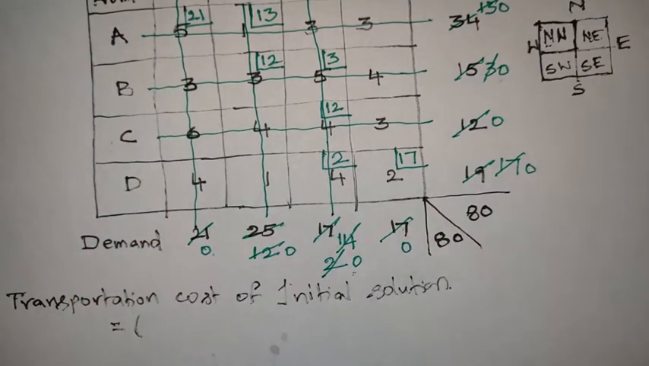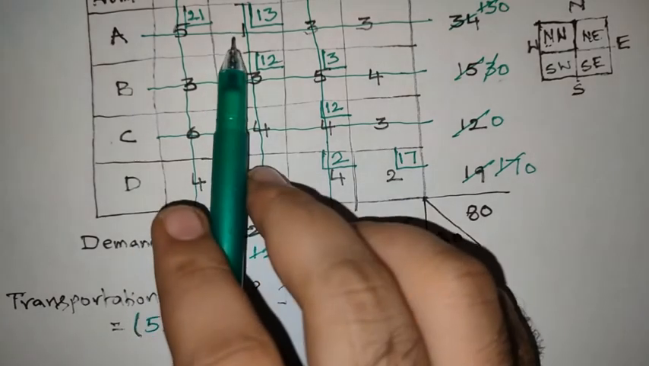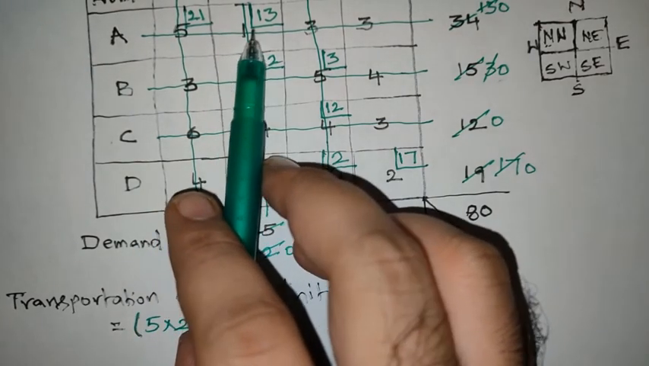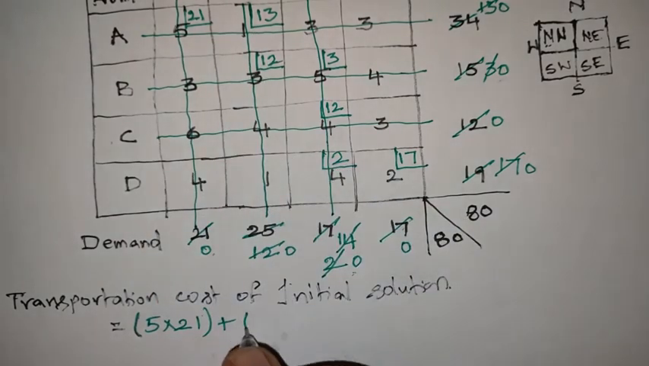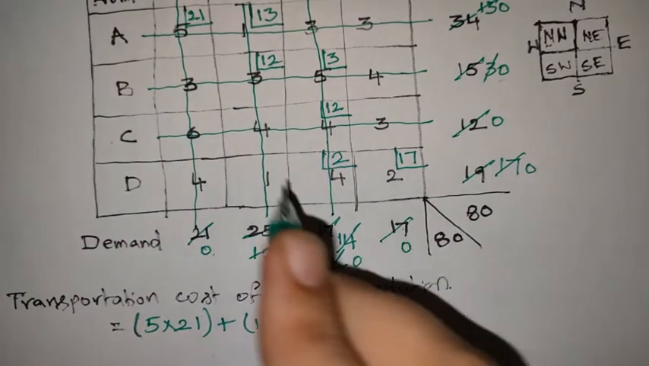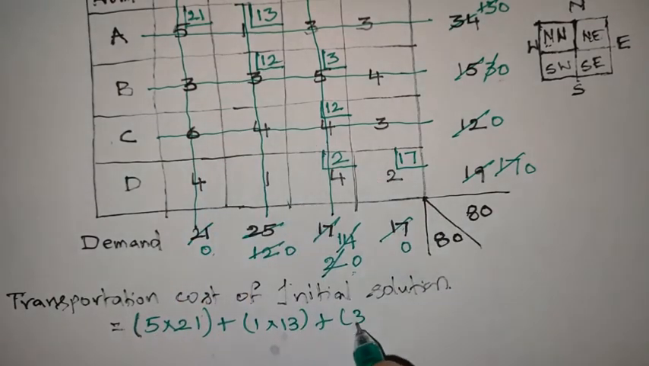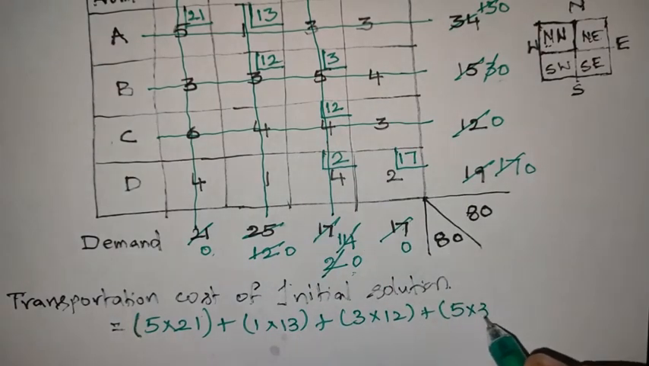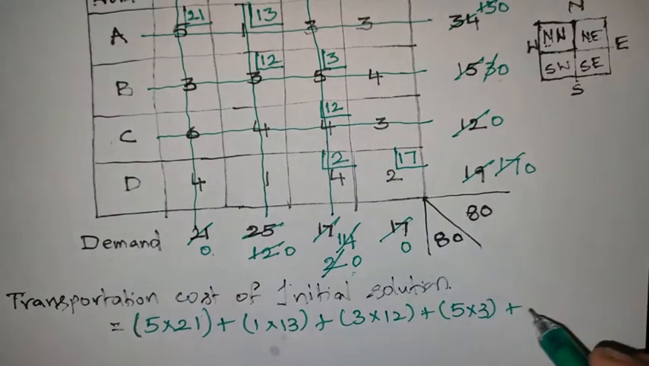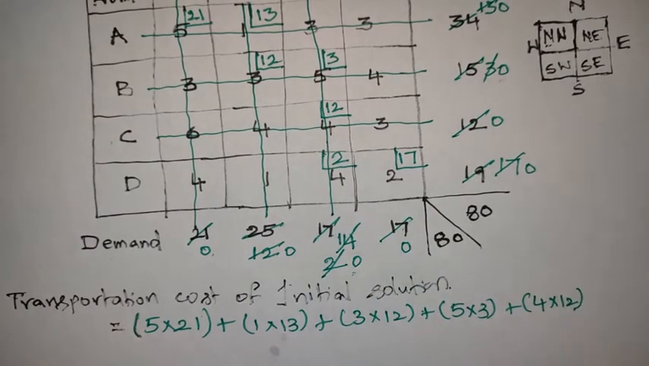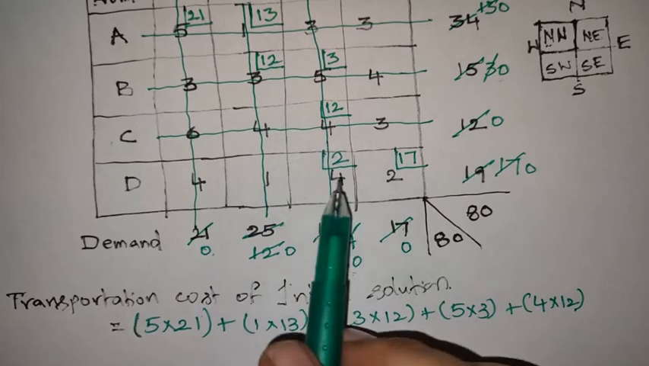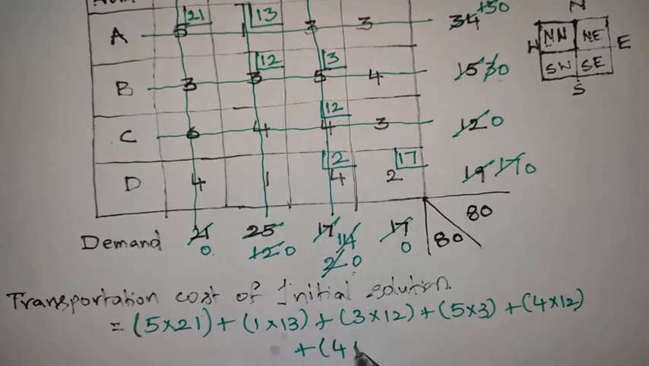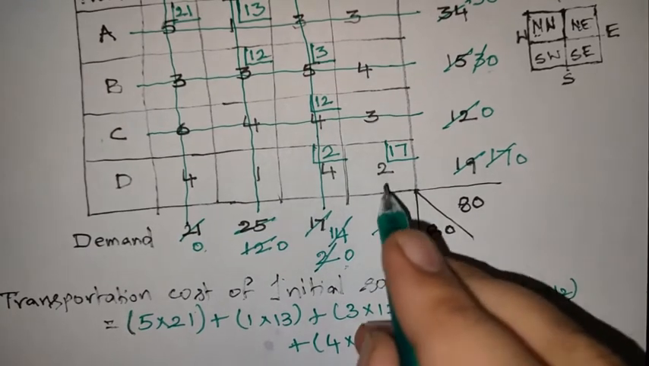5 into 21, plus similarly here the cost of transportation per unit is 1 rupee, but totally how many units are there? 13. 1 into 13. So similarly 3 into 12, plus 5 into 3, plus 4 into 12, plus 4 into 2, plus 2 into 17.